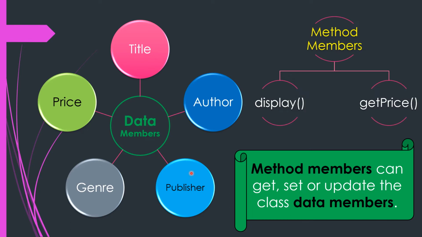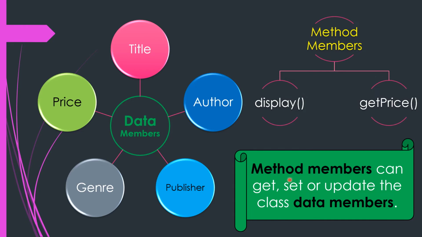But if we want the detail from the user, then we will use the getter methods. And if we want to update, meaning if we want to change some value, like the price or the title or anything, then for that we would update the data members.